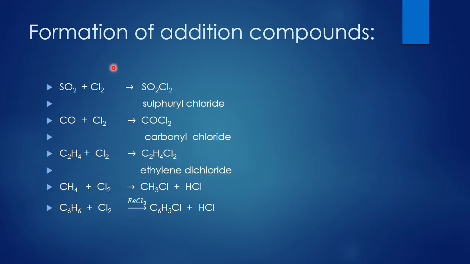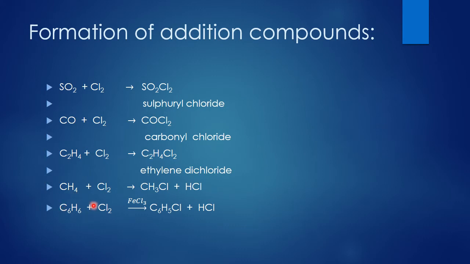The other one, it can form an addition compound as well as it can form a substitution product. Substitution means instead of one atom, here nothing is eliminated, it just went and added, so it is called addition. But here this is called a substitution, because one atom from methane is replaced, the hydrogen is replaced and substituted by chlorine. So you get the product CH3Cl plus HCl.